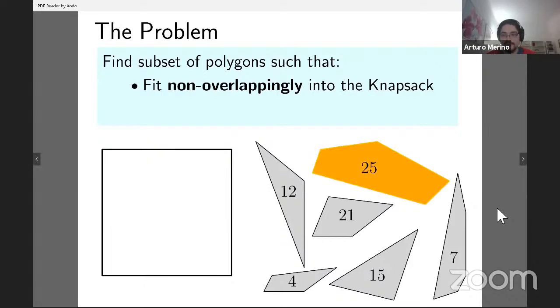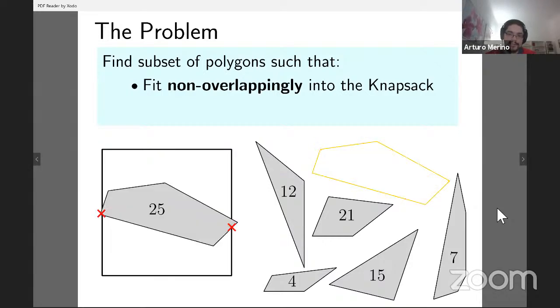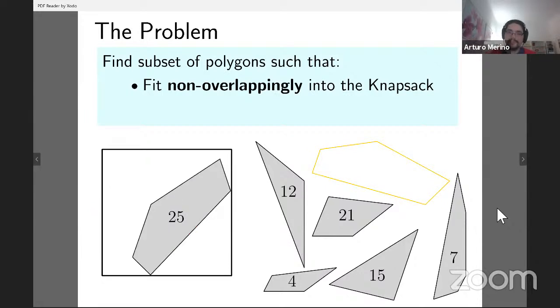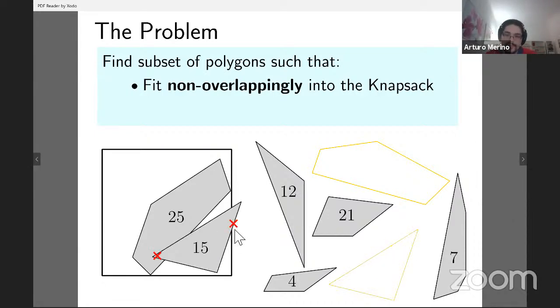So let's say that we first take this polygon and translate it into the knapsack. Currently it doesn't fit completely, but after rotating it, we can make it fit. Let's say we keep going with this one. In here we see two problems. Not only is it not completely contained in the knapsack, but it's also overlapping another polygon. But again, after some rotation, we can make it fit completely and non-overlappingly.